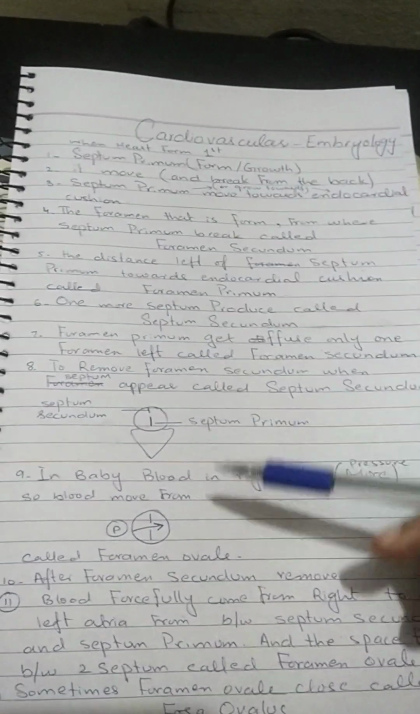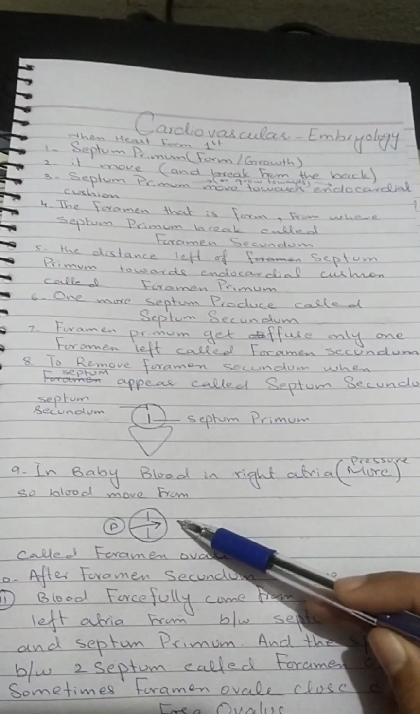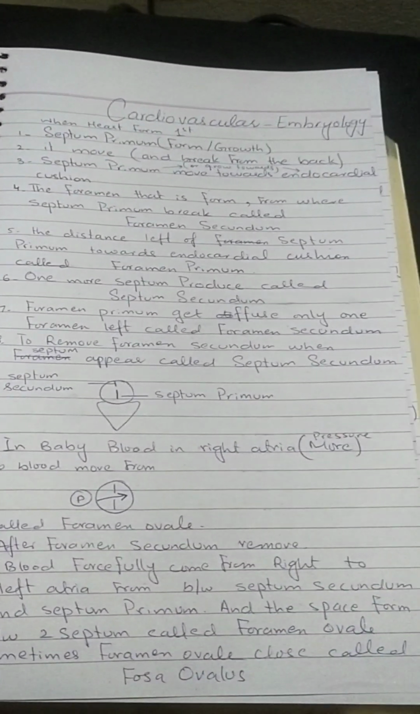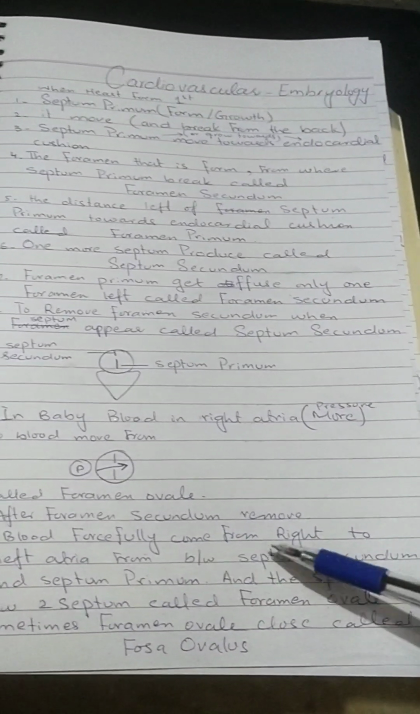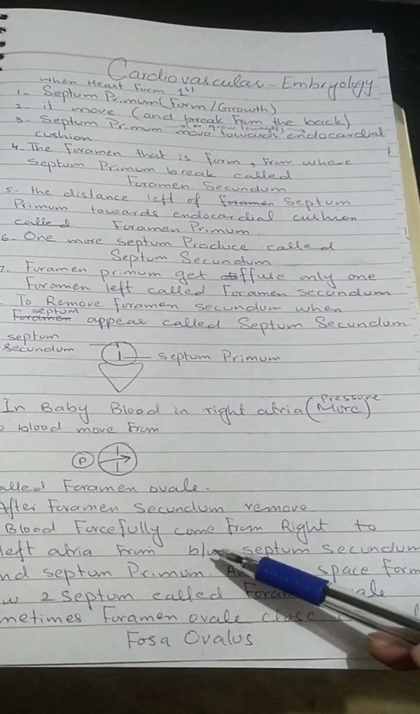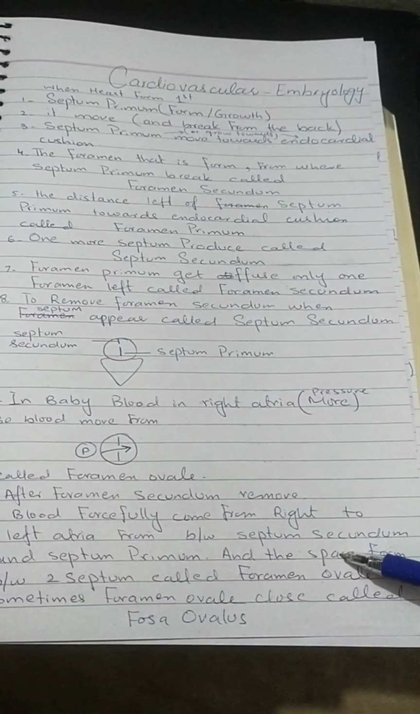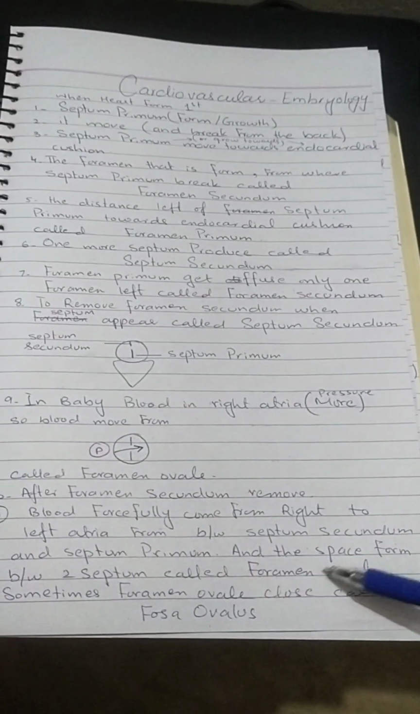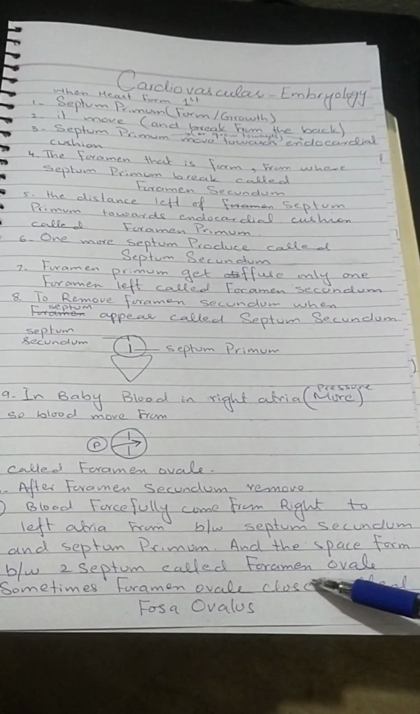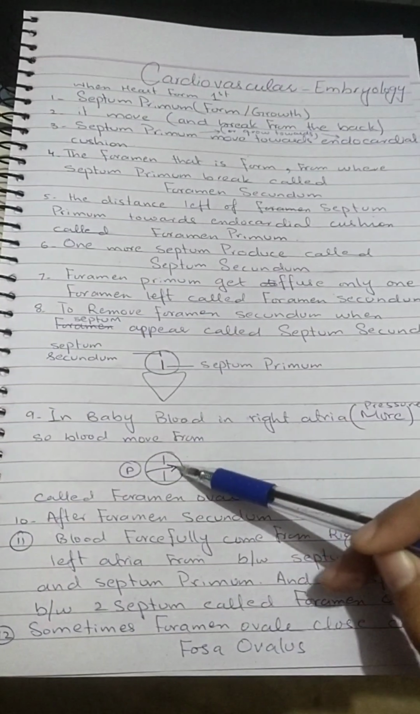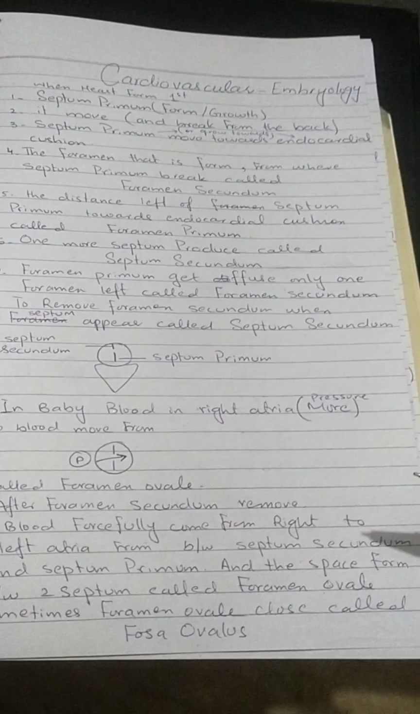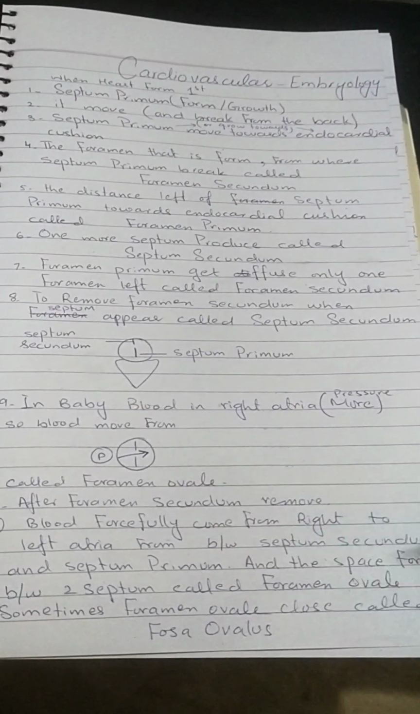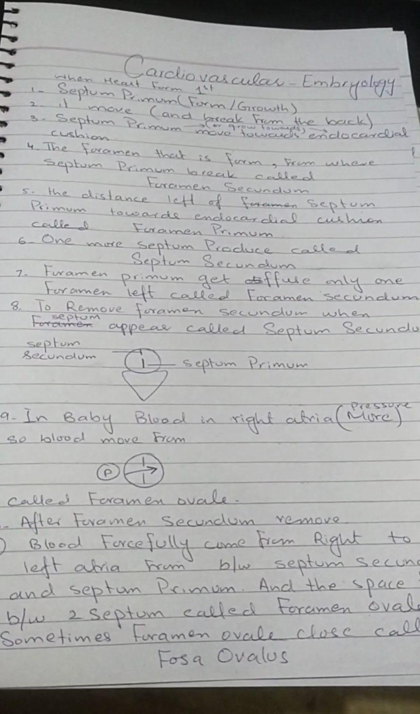Okay, in the baby, the place where the blood moves from here to here is called foramen ovale. So there is a space. When blood forcefully moves from the right to the left atrium between septum secundum and septum primum, the space formed between the two septa is called foramen ovale. Sometimes the foramen ovale closes. If it closes, it is called fossa ovalis.